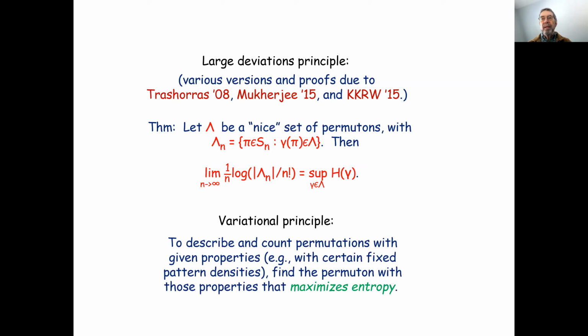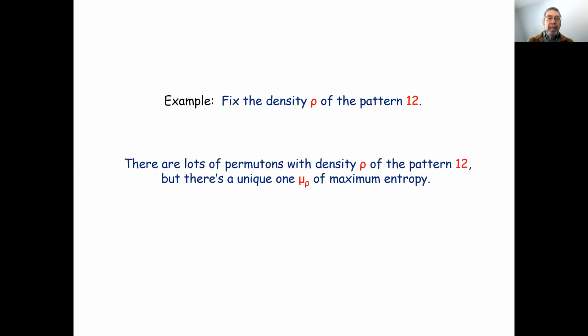Of course, easier said than done. But we'll see some cases where we can actually do this, and lots of cases where we can do it basically experimentally. Okay. So an example: the simplest pattern is the pattern 1, 2, or the pattern 2, 1, patterns of length 2. There are lots of permutons with any given density rho, but there'll be one of them, a unique one in this case, that has maximum entropy.